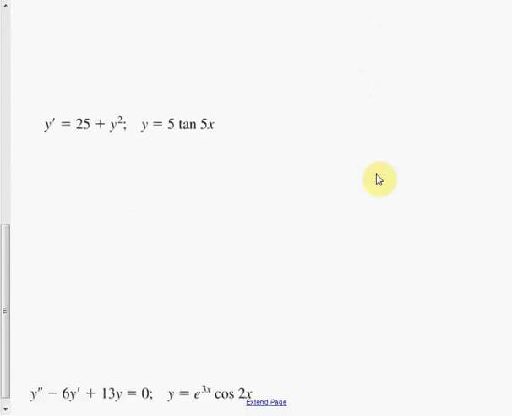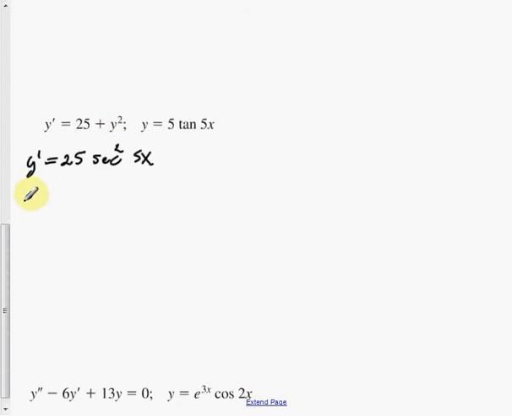Then this problem here, it's the last one that I do here, save the other one for you. So y prime is equal to 25 plus y squared. Y is given to be 5 tangent 5x. So y prime would be 5 times, the derivative of the 5x would give us a 5. So that's 5 times 5 is 25. And the derivative of tangent is secant square 5x. So now is y prime equal to 25 plus y squared?